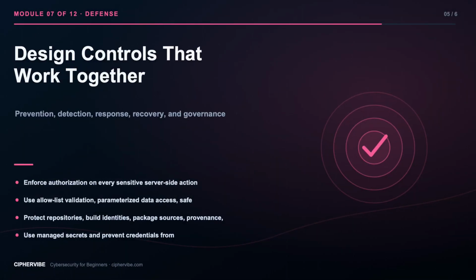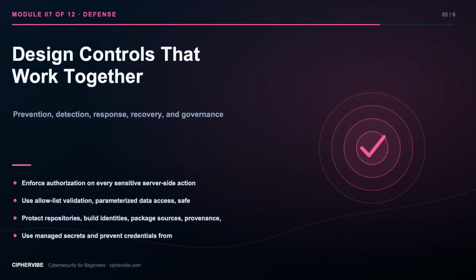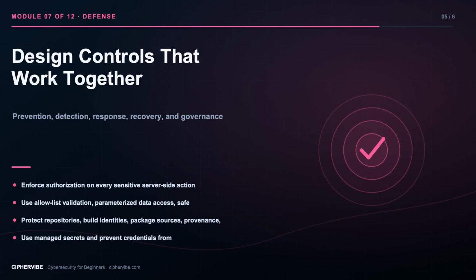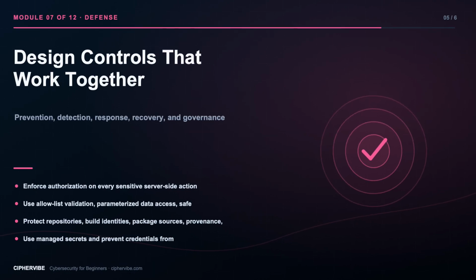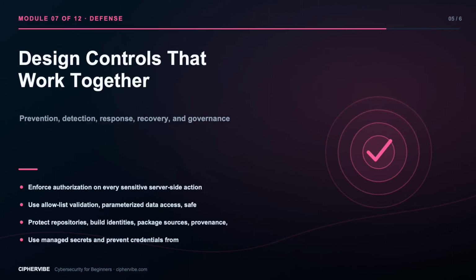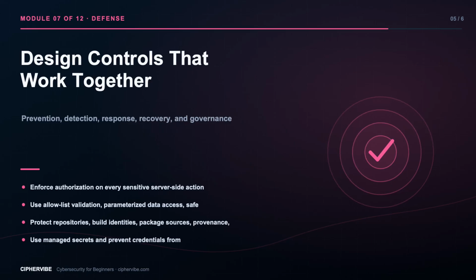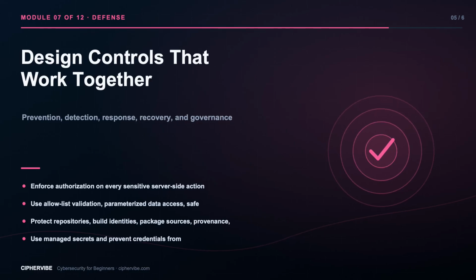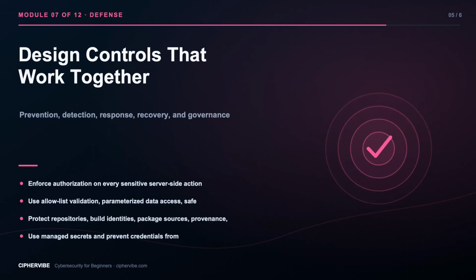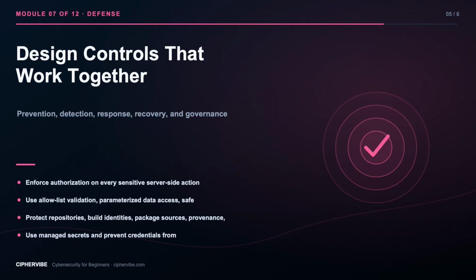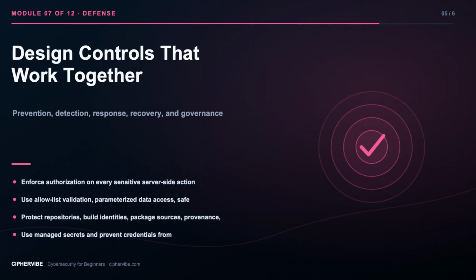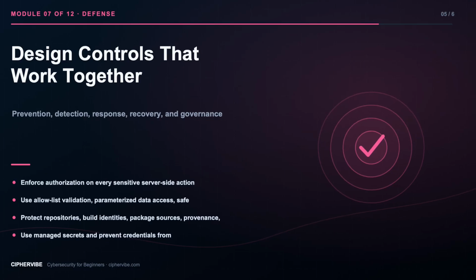Reliable security uses layers because no single control can prevent every failure. First, enforce authorization on every sensitive server-side action and test negative cases. Second, use allow-list validation, parameterized data access, safe output encoding, and bounded resource use. Third, protect repositories, build identities, package sources, provenance, and deployment approvals. Fourth, use managed secrets and prevent credentials from entering source or logs. Fifth, combine threat modeling, review, testing, runtime telemetry, and incident feedback.